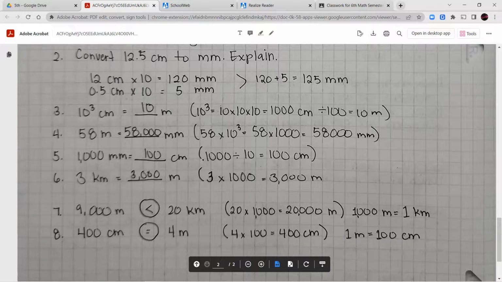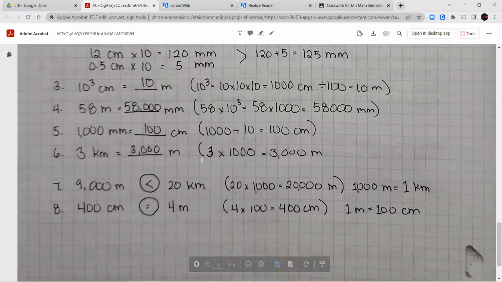For number 6, we have 3 kilometers that we want to convert into meters. Now I know 1 kilometer is 1,000 meters. So 3 kilometers is going to be 3 times 1,000, or 3,000 meters.